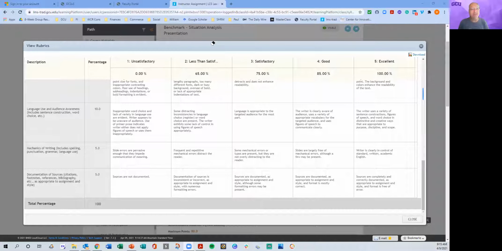So I want to emphasize this here. Sources are completely and correctly documented as appropriate for the assignments, and style and format is free of error. So document in your slides or in your notes as appropriate, the same way you would in the body of your paper, and then have a reference slide at the end. Use multiple reference slides if you need to, but make sure the information is in there.